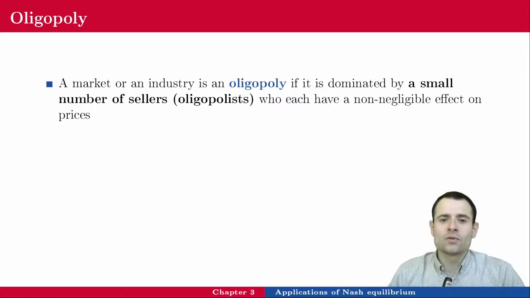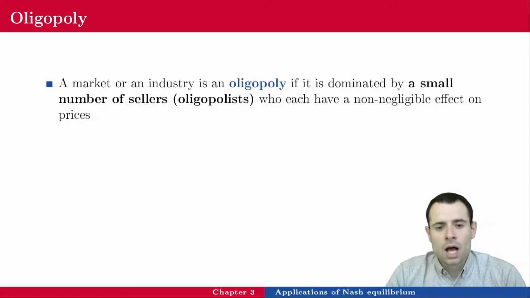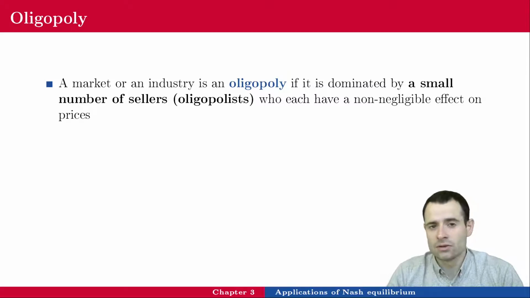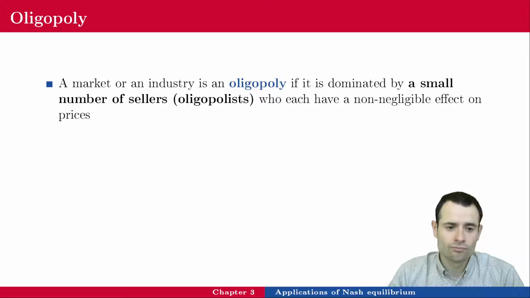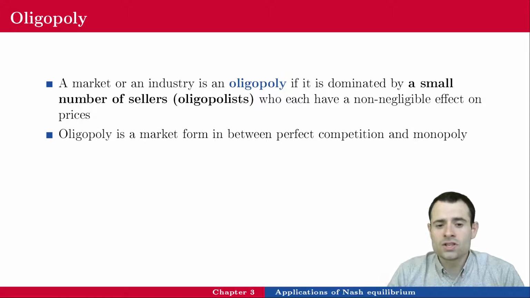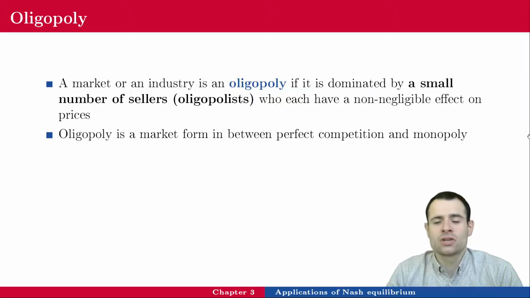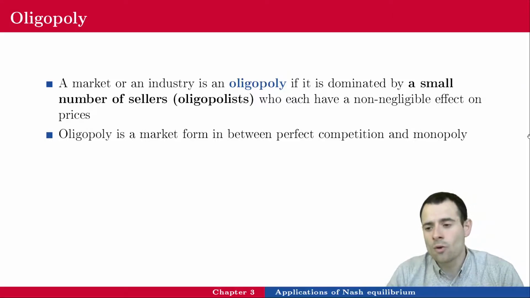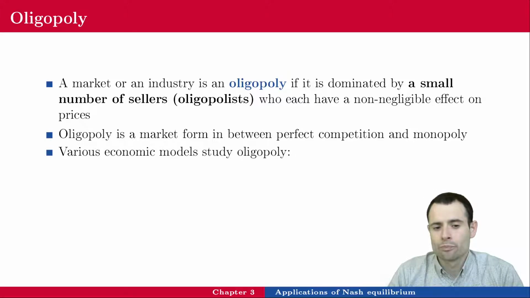So let's cover oligopolies. A market is an oligopoly if it is dominated by a small number of sellers, oligopolists, who each have a non-negligible effect on prices. Oligopoly is a market form in between perfect competition and monopoly. This is the form we encounter the most in real life. We have a lot of economic models that study oligopolies.